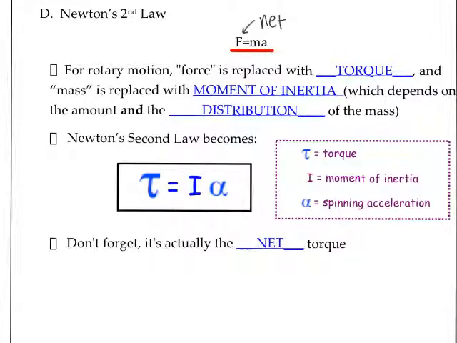And remember, Newton's second law was the net force equals mass times acceleration. So when we look at the rotational version, it's actually the net torque as well. So again, if you have more than one torque, we need to combine those together, and it will be that total that's going to equal moment of inertia times the rotational acceleration.